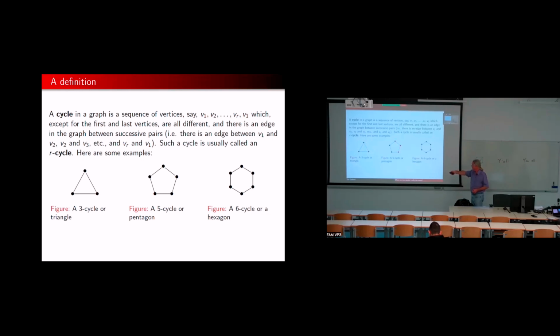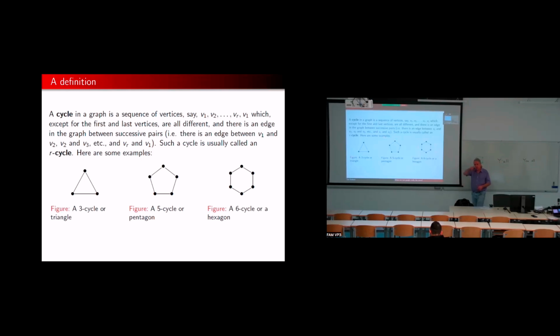So V1, V2, V3, V4, V5. And here's a 6 cycle, which we will call a hexagon as well. Oh, did y'all see that? The middle graph changed. 5 cycles can be drawn in a nice symmetric way in 2 different ways.